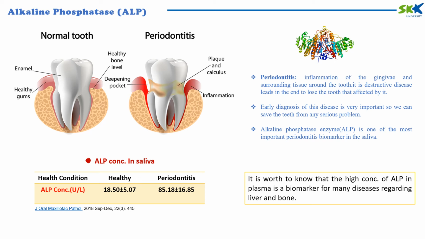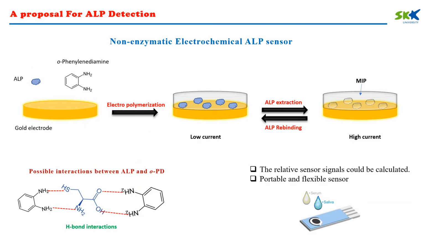Alkaline phosphatase is one of the most important periodontitis biomarkers in the saliva. The concentration in healthy people is around 18 units per liter, but in a periodontitis patient it is over 80 units per liter. It is also worth knowing that a high concentration of ALP is a biomarker for many diseases, like those of the liver and the bone. So now we are going to detect that.